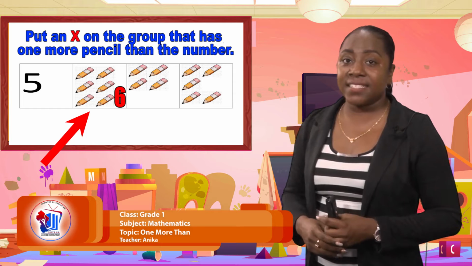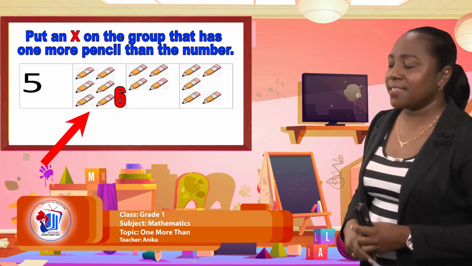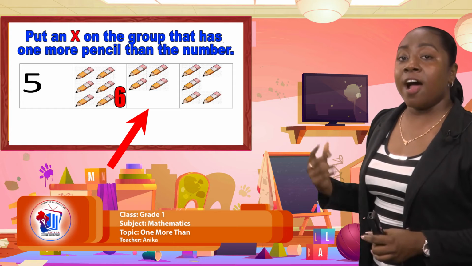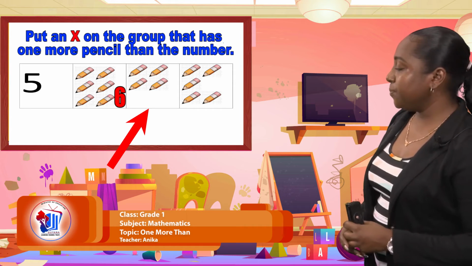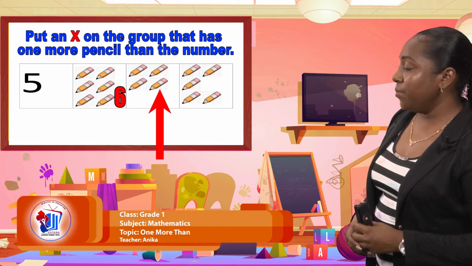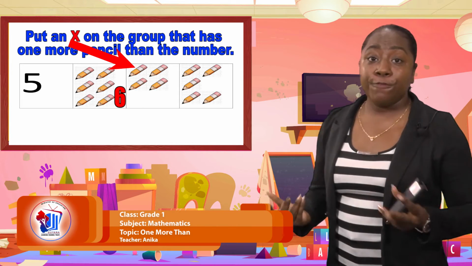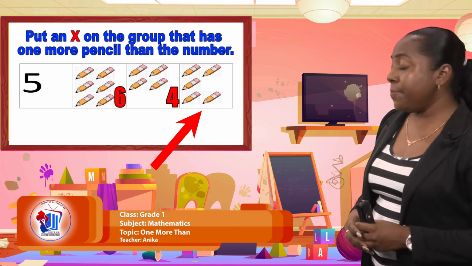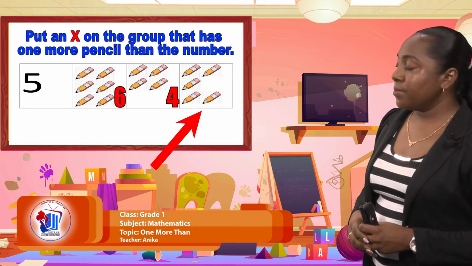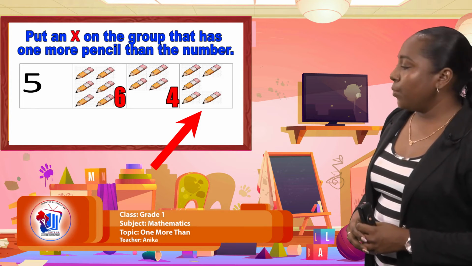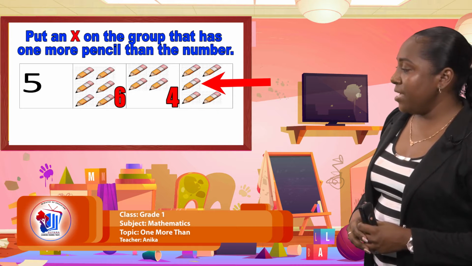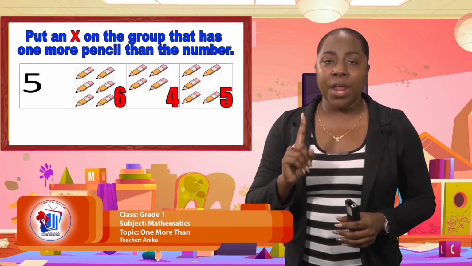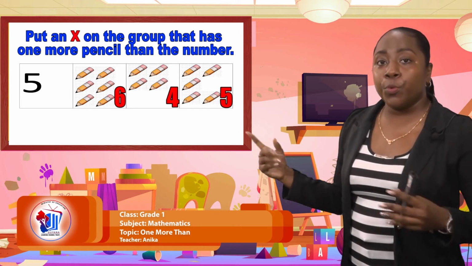Awesome. 6 pencils. Nice. Let's look at the second group. How many pencils are in the second group? 1, 2, 3, 4. 4 pencils. And then in the third group, how many pencils are in there? Let's count it together. 1, 2, 3, 4, 5 pencils. So if I wanted 1 more than 5, which group would it be?